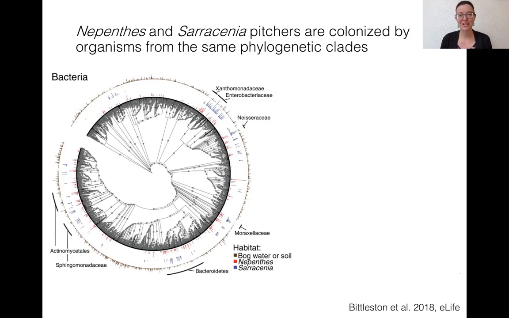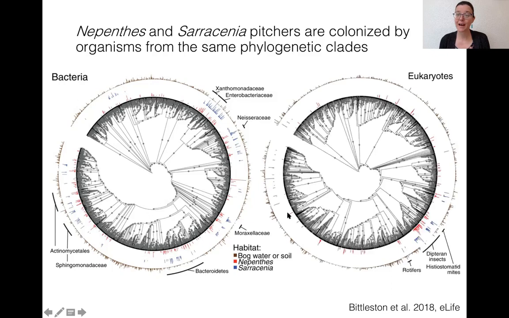And you see that they generally do come from the same bacterial families or related groups. You see that they come from these same phylogenetic clades. And you also see that for the eukaryotes. It's a little more restricted here to the rotifers, the dipteran insects. These are mainly specialized mosquitoes and midges that are found in pitcher plant habitats, and the aquatic histiostomatid mites.